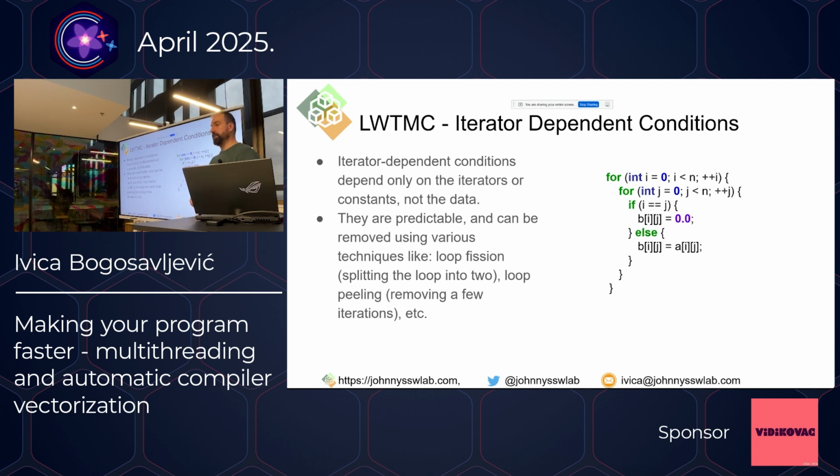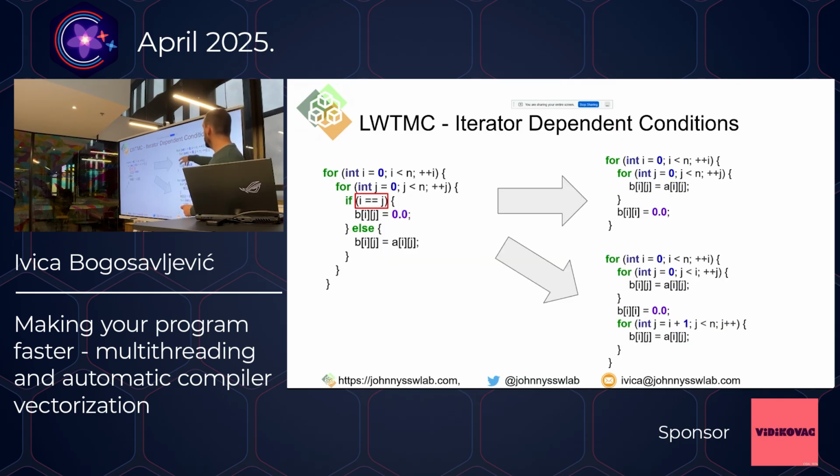So how would you remove this condition? There are a few ways of doing it. This is one: I set b of ij to a of ij everywhere, and then I just have a special case for the diagonal. Or this is another one: I have a loop before the diagonal where j goes from 0 to i, then a special case for the diagonal, and then j goes from i plus 1 to n. So these are two different ways to do it. You split the loop into several loops, and you have fewer conditions inside. Questions? No? Okay.